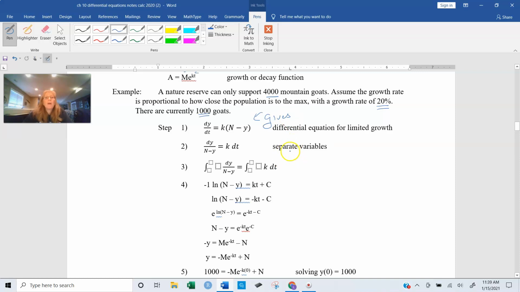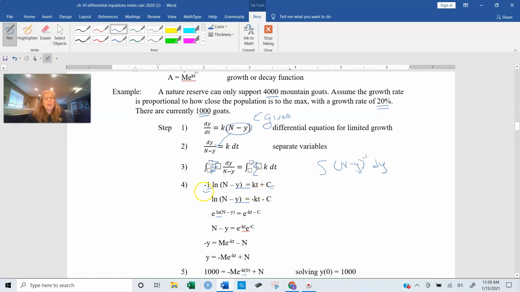I have to separate out my variables again. So the dt comes up, but the n minus y is in parentheses, so that entire thing goes to the denominator when I divide. So I have to take the integral of both sides. Well, recognize that this is the integral of n minus y to the negative 1 dy. Well, anything to the negative 1 is the natural log of n minus y, but then I got to take it times the derivative of the inside divided, which is negative 1, and that's where this came from. Again, this is just k, so that's kt, and we put our c over here.